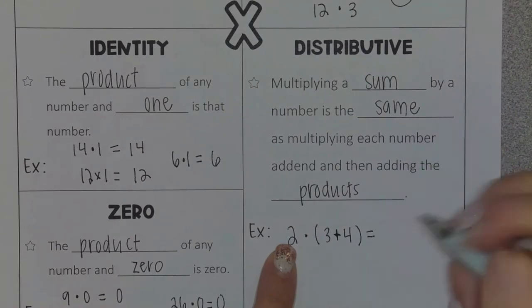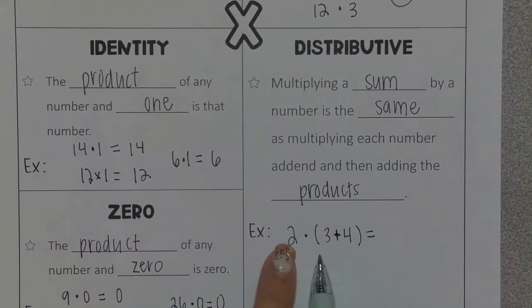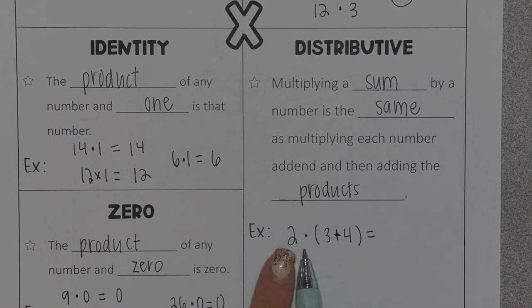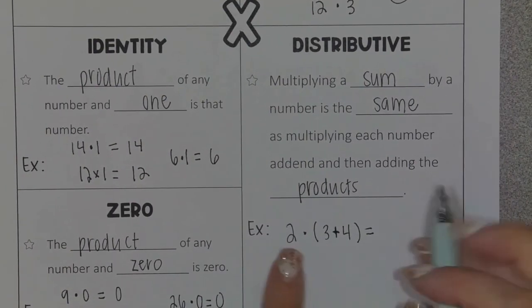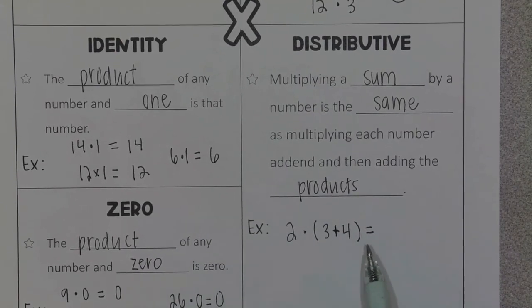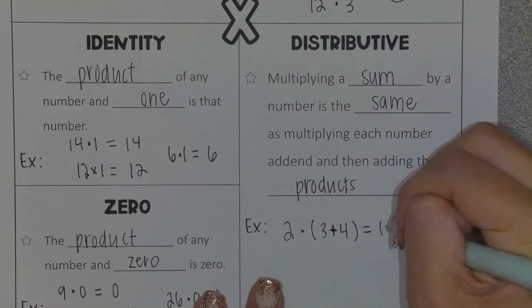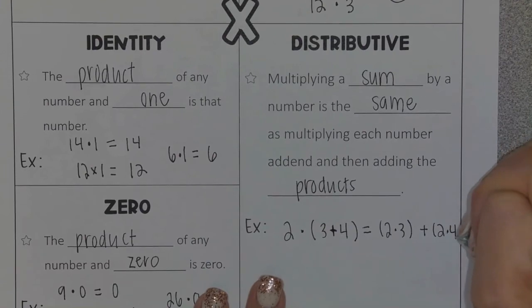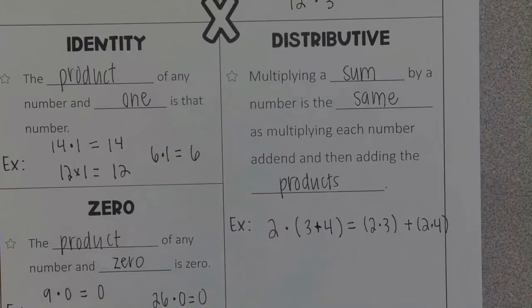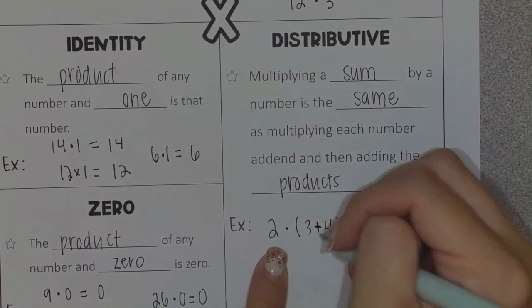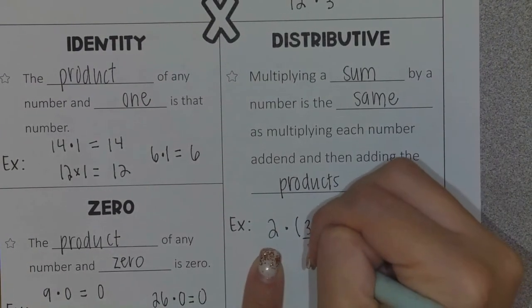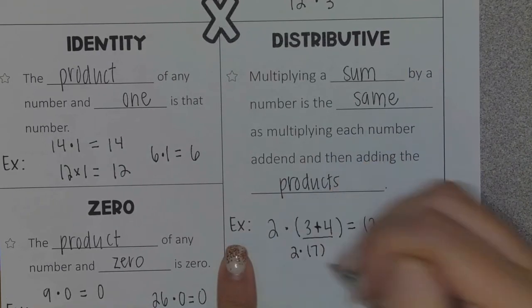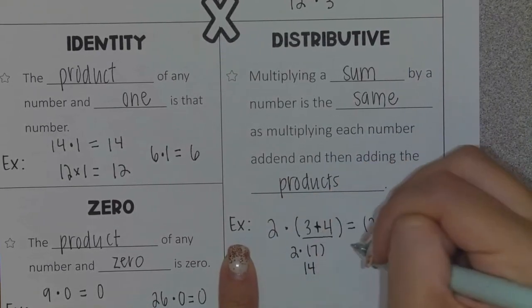The distributive property states that solving this based off our order of operations would give us the same answer as if I took each addend and multiplied it and then added the products together. So 2 times parentheses 3 plus 4 should give me the same answer as doing 2 times 3 plus 2 times 4. And I'm going to solve this so we can prove that this is correct. So if I was going to solve order of operations, on the left side, 3 plus 4 would give me 7, times 2 would give me a final answer of 14.